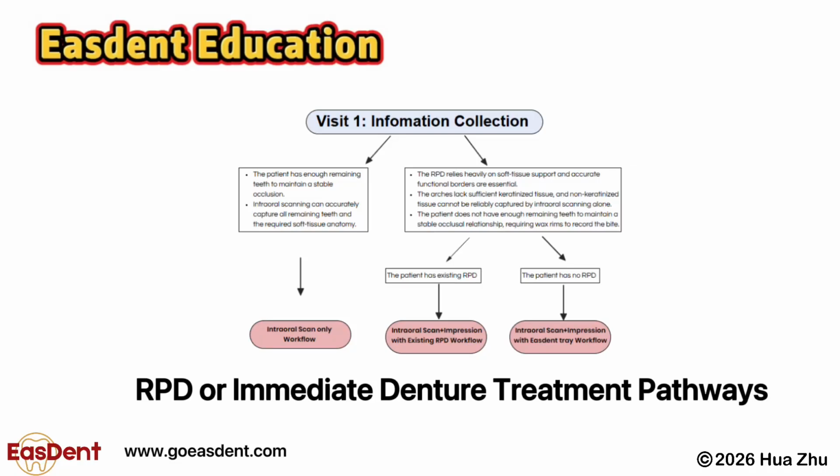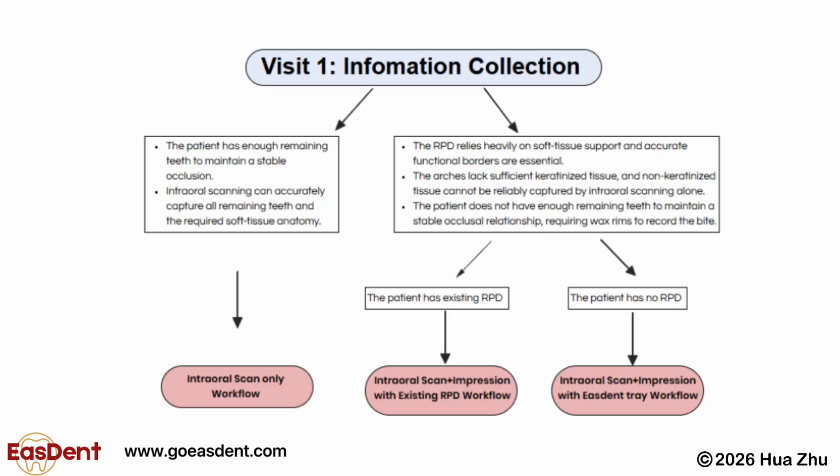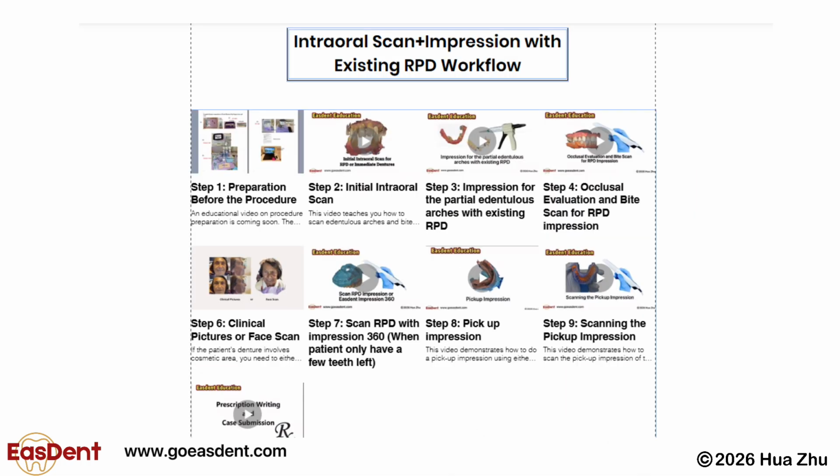Immediate dentures and RPDs share similar data collection principles. Depending on the patient's clinical condition, 2 primary treatment pathways and 3 workflows are available. Use the flowchart to identify the appropriate workflow. Each workflow links to a step-by-step guide with short education videos explaining every stage of the process.